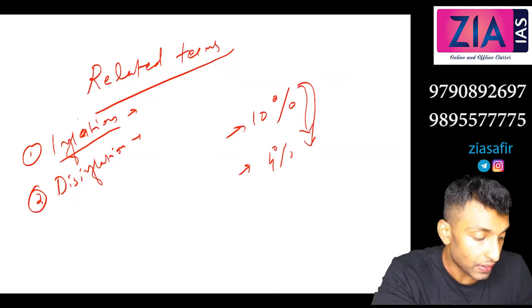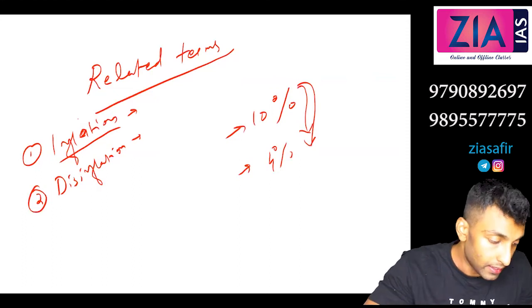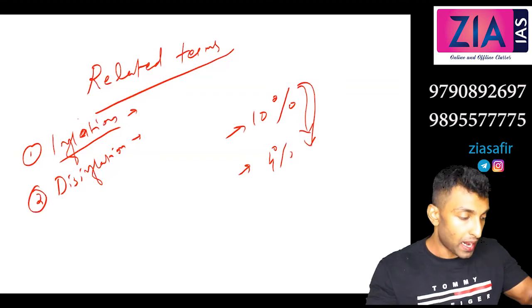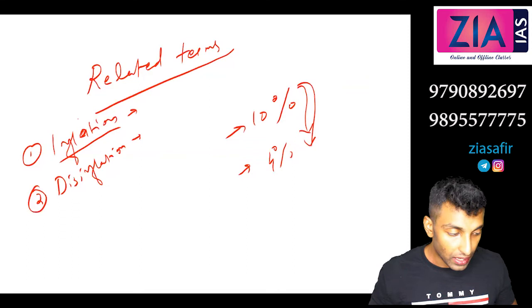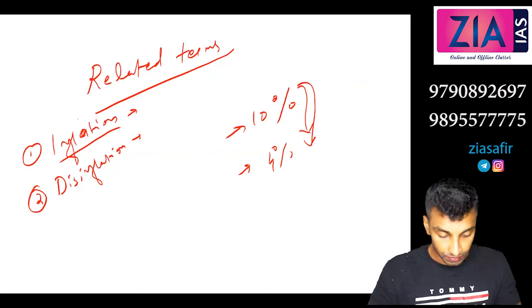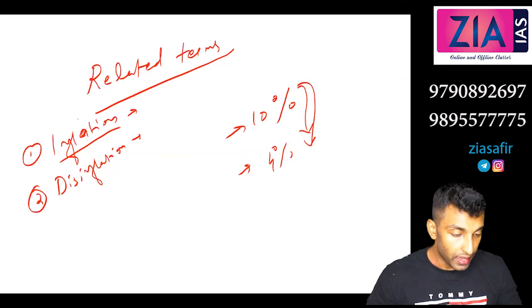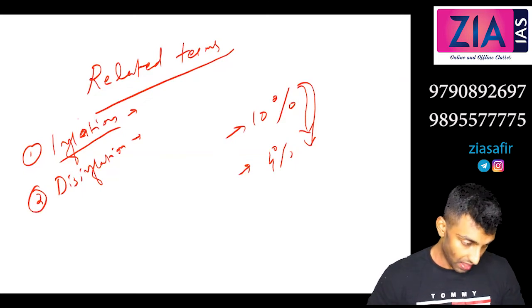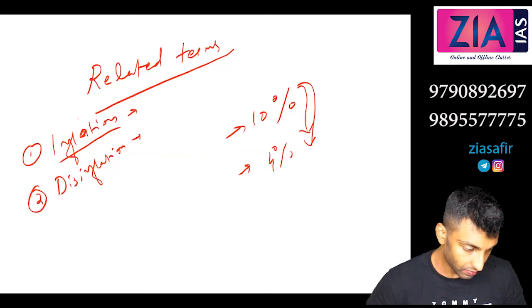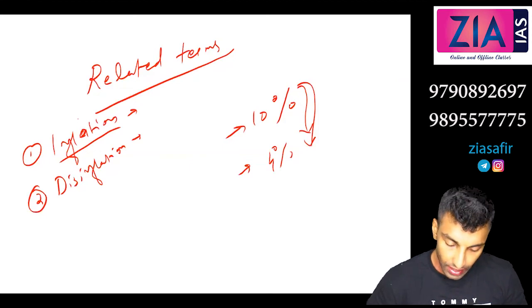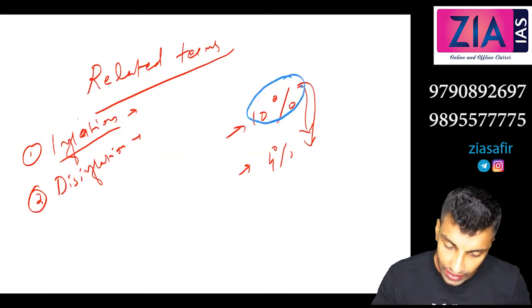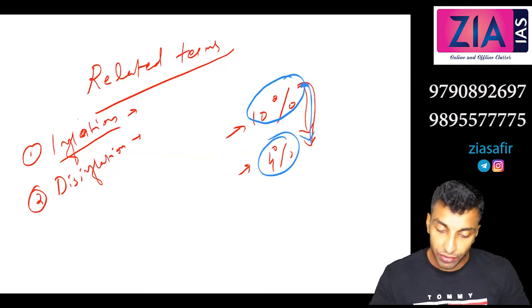It is a situation in which price level reduces without any adverse impact on national income, output, employment, etc. So basically what is actually happening? High inflation was there, now that is reduced. Still inflation is there, but inflation is moderate.